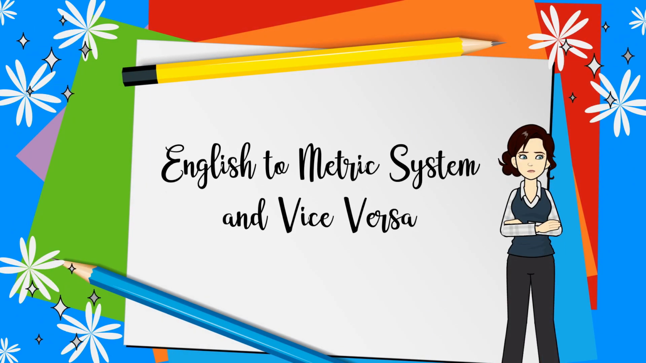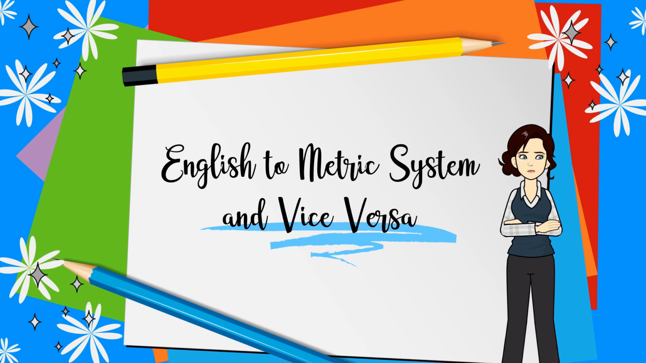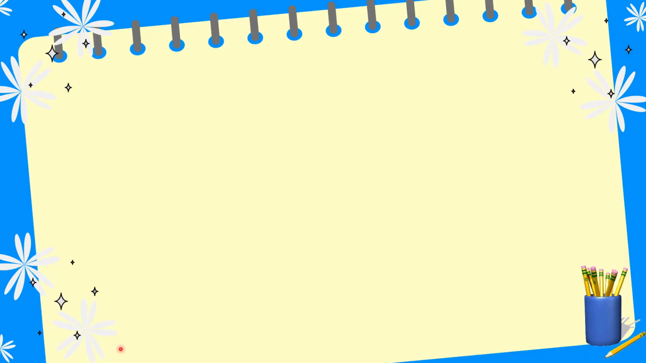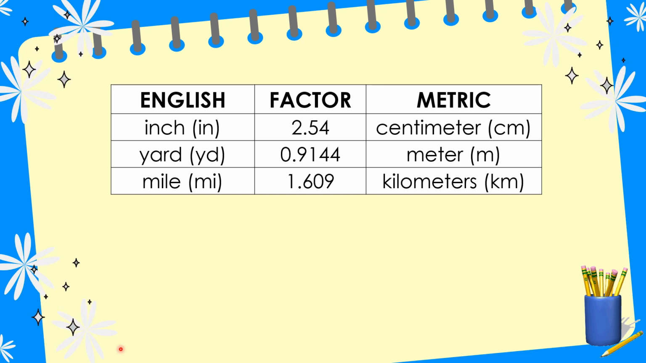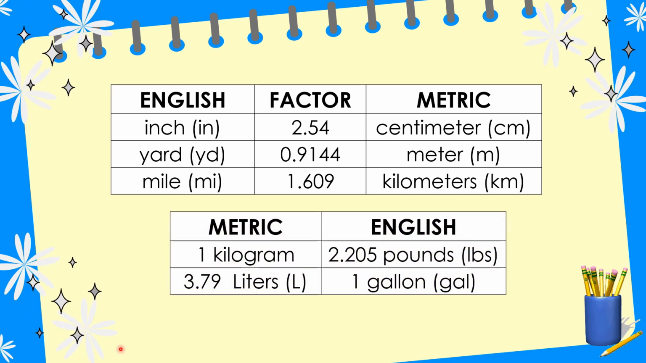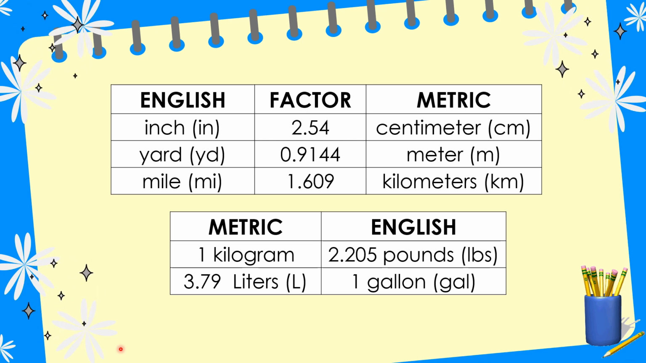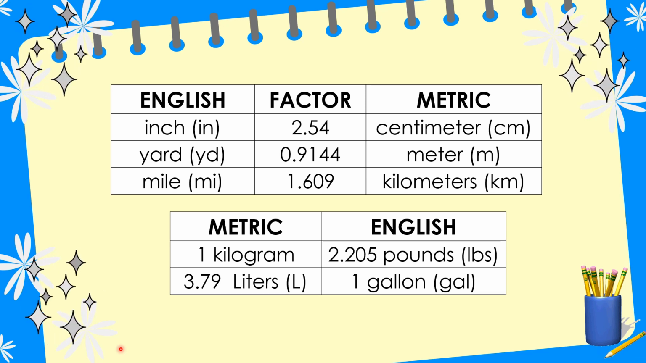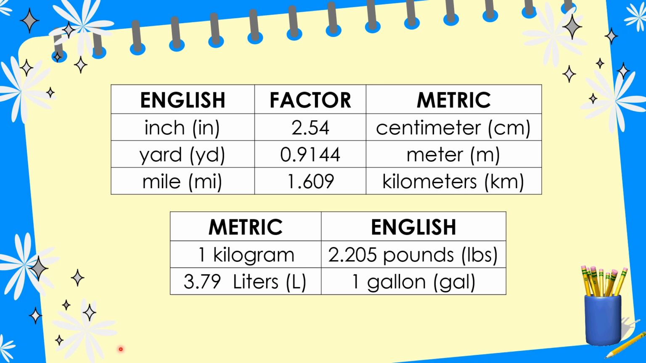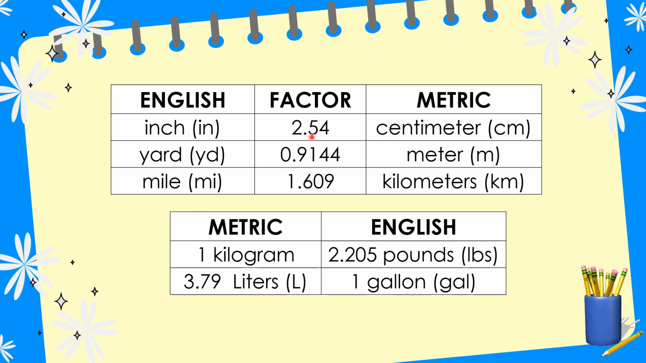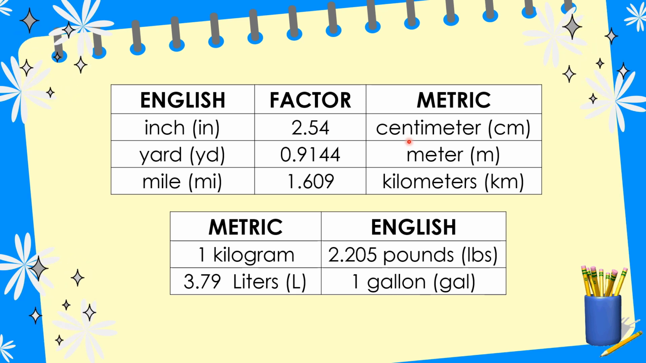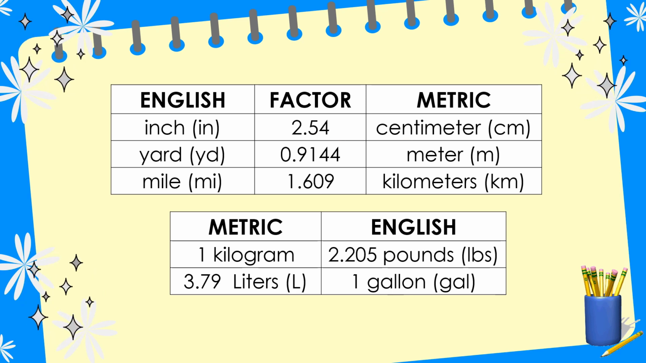Now, let us convert from one system of measurement to another system of measurement. Here are some of the converting factors from English system to metric system and from metric system to English system. So, parehas lang din siya ng konsepto ng mga nauna nating nagawa. So, set up din natin yung mga converting factors into ratio. So, try na natin mag-convert.